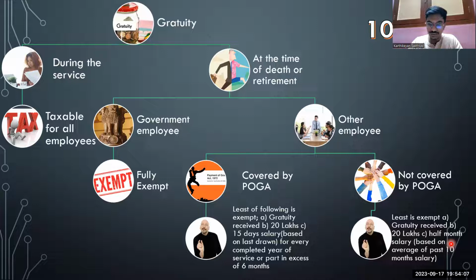So basically, if he has worked for 27 years and 8 months, if he is covered by Payment of Gratuity Act, it will be taken as 28. However, if he is not covered by Payment of Gratuity Act, it will be taken as 27. Right. So this is the difference between if he is covered by Payment of Gratuity Act or not covered.